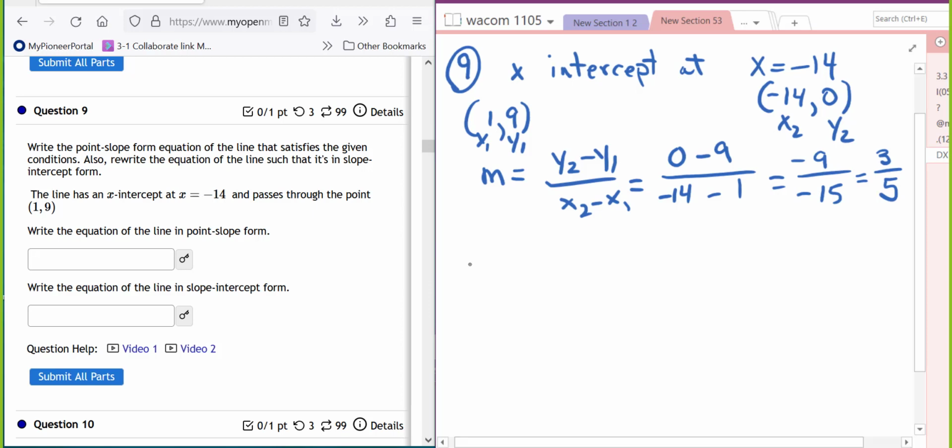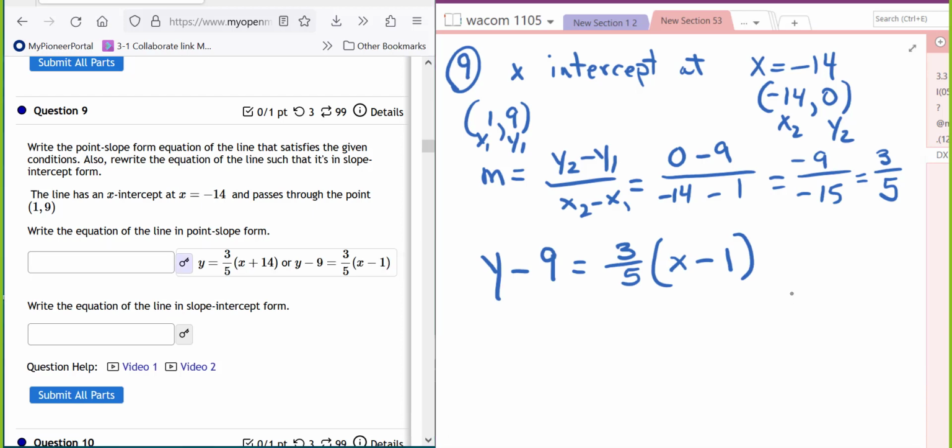So our point slope form, so y minus y1, which is 9, equals m times x minus x1, which is 1. This should be our point slope form, right? And again, they gave us two different versions. Either one would be accepted. This is the one I chose. The first one chose (-14, 0) as their first point, right? And then to clean this up, we would just multiply 3 by 5.